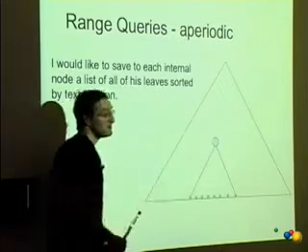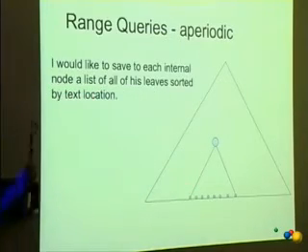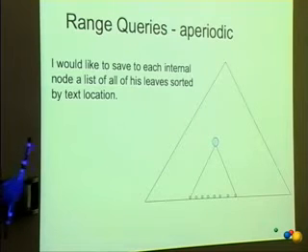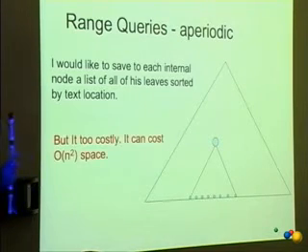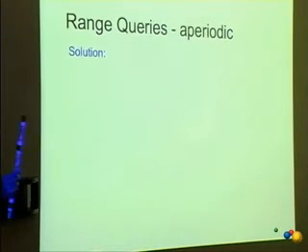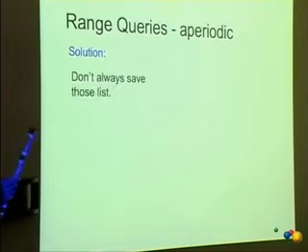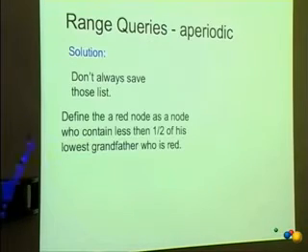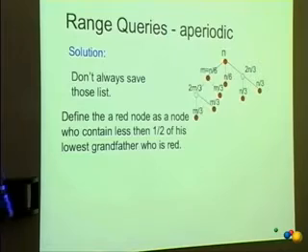But this can cost n to the power of 2 space. We want it to be less. Then what we will do is save only several places.